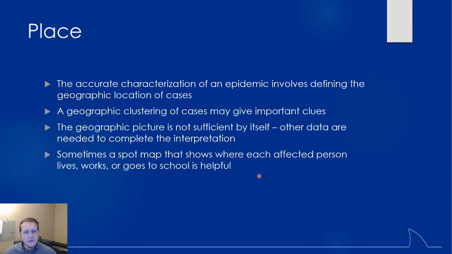So determining the place can be really important here. Looking at how disease clusters on a map can give you really important clues about how the disease is occurring and where the sources of exposure might be. Sometimes a geographic picture itself may not be entirely useful unless you have other data to correlate with it. But sometimes a spot map can be really important for showing where affected people may live, work, or go to school, and that can show you where the exposure was actually happening.